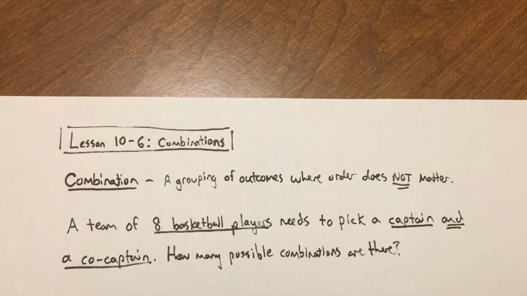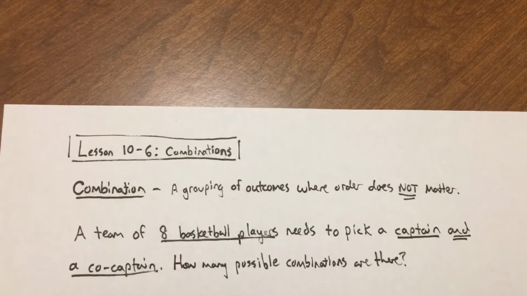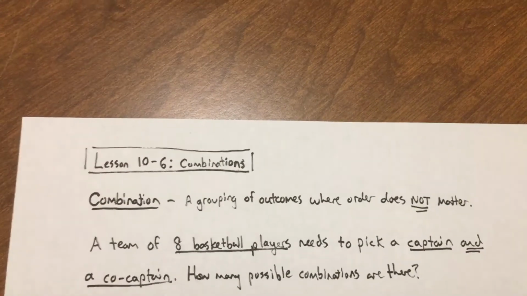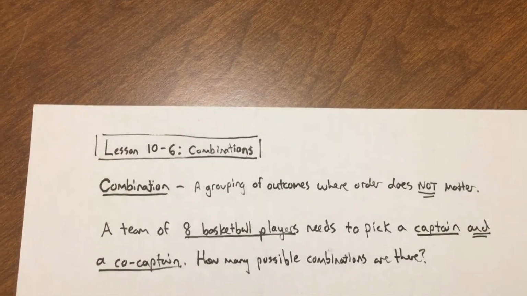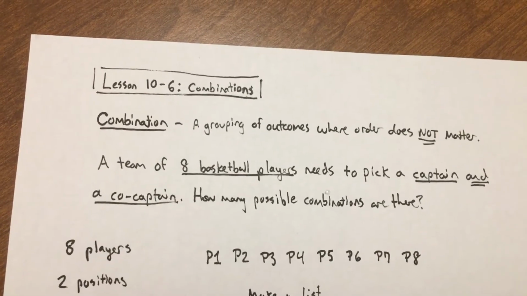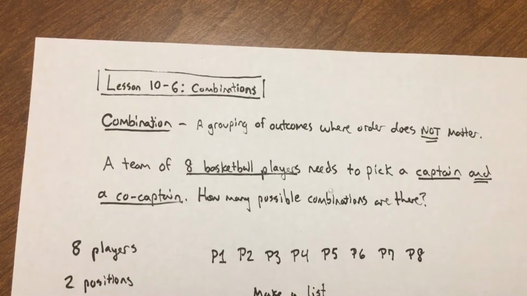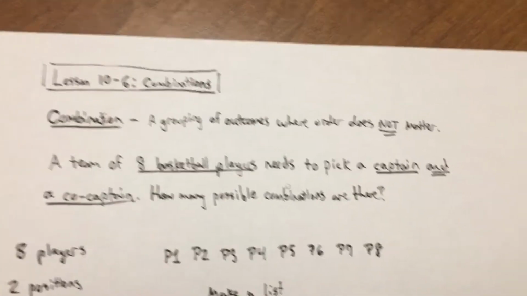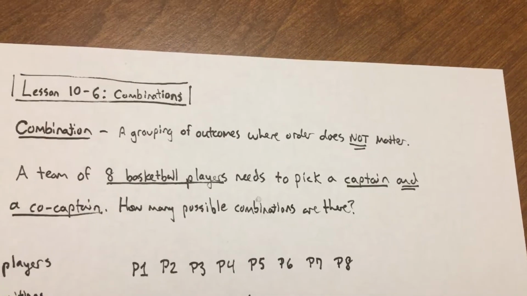A team of 8 basketball players needs to pick a captain and a co-captain. How many possible combinations are there? Well, let's consider some of the information that we have. So we've got 8 players that need to fill 2 positions, a captain and a co-captain. So we've got player 1 through player 8 just as a visual right here.